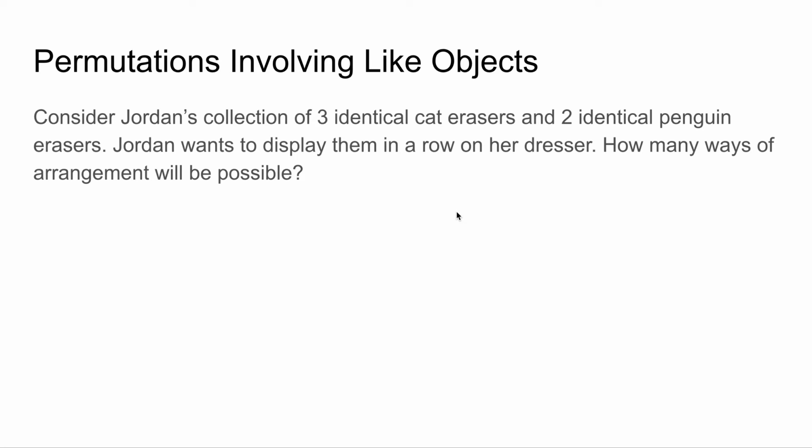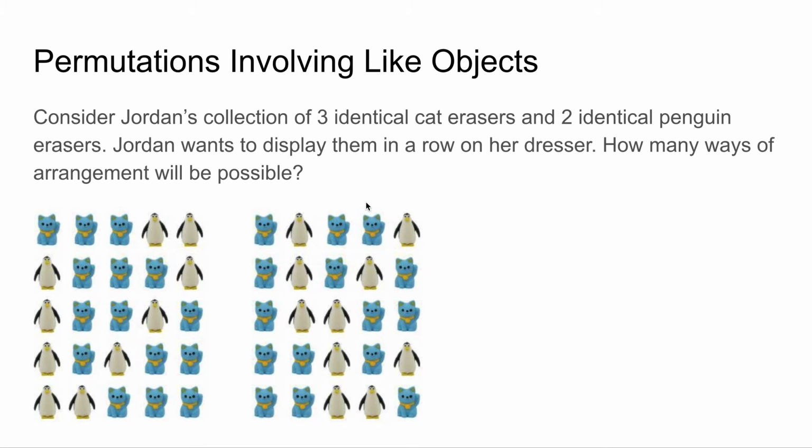Now we're going to think about when we have objects. Let's suppose this specific case. Consider Jordan's collection of 3 identical cat erasers and 2 identical penguin erasers. Jordan wants to display them in a row on her dresser. How many arrangements will be possible?